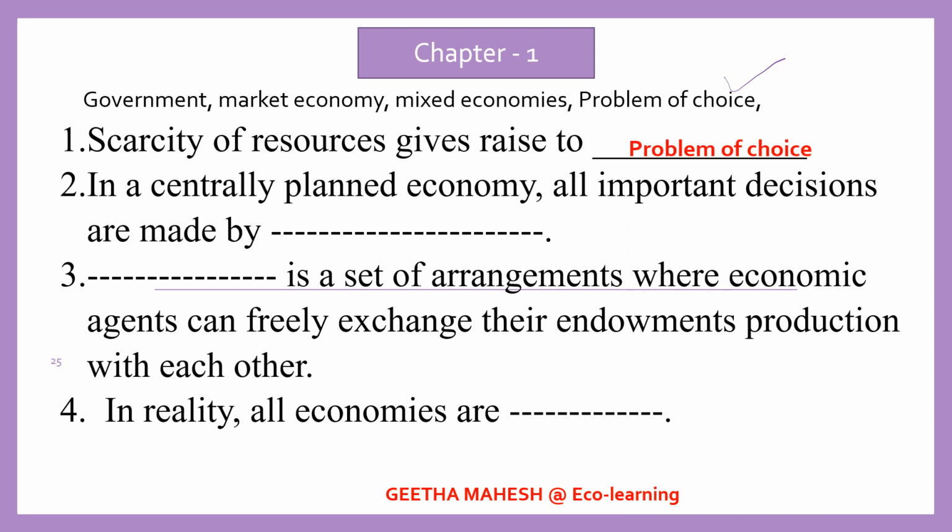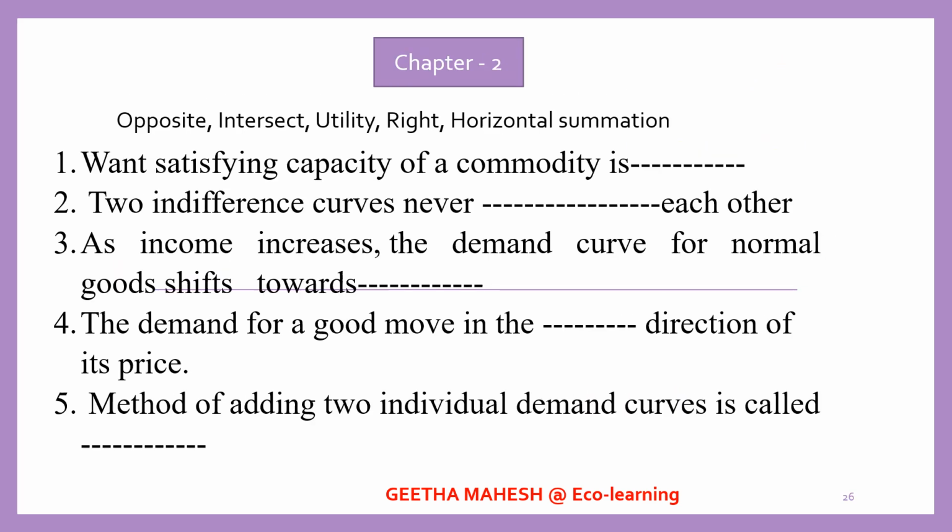In a centrally planned economy, all important decisions are made by government. Blank is a set of arrangements where economic agents can freely exchange their endowments production with each other, that is market economy. In reality, all economies are mixed economies. So here also you can see above you have answers, you have to choose.